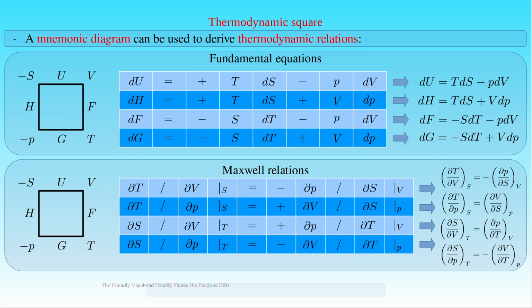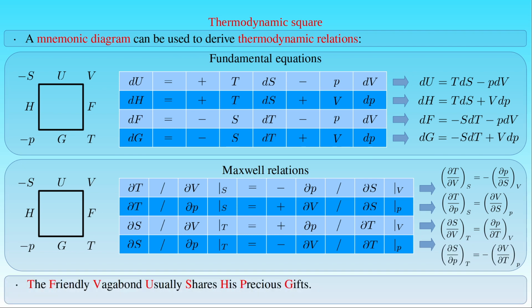The thermodynamic square can also be reproduced by using a mnemonic sentence, where the first letters of the words are the variables arranged around the square. For example, we have such a sentence stating that the friendly vagabond usually shares his precious gifts. In this sentence the list of variables starts with the temperature T at the bottom right corner of the square, and the variables are arranged counterclockwise around the square.